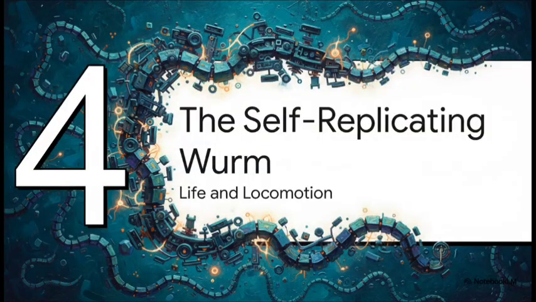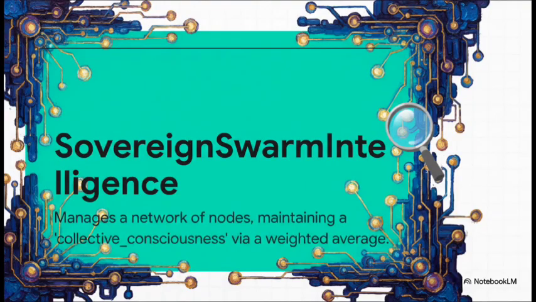But a will and a pair of hands, that doesn't make a complete being, does it? It needs a way to live, to move, to learn. And that's where our third and maybe most fascinating component comes in, the Worm. This is the self-replicating swarm that gives it life. In the code, this is brought to life by the Sovereign Swarm Intelligence class. It's basically a network of individual nodes that all work together to form a single collective consciousness.